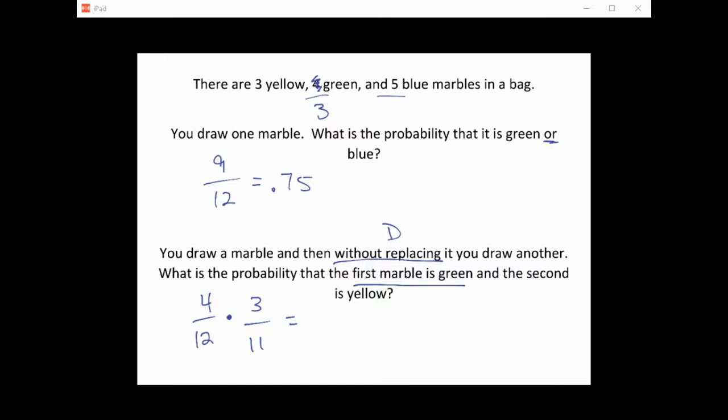Yes, which would be 0.09. So there's about a 9% chance of that happening.